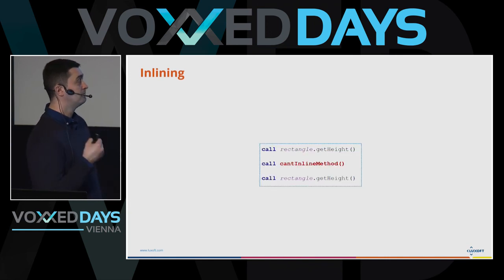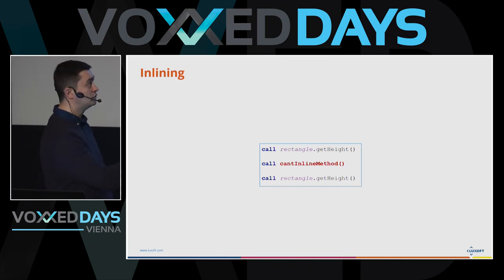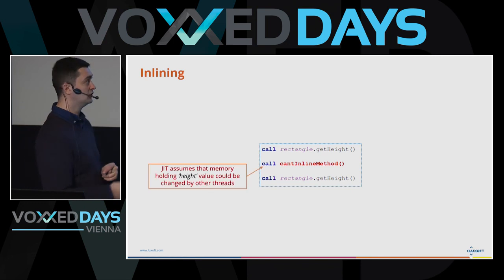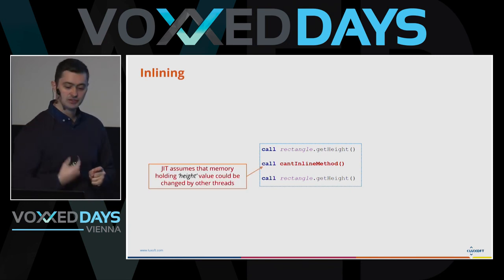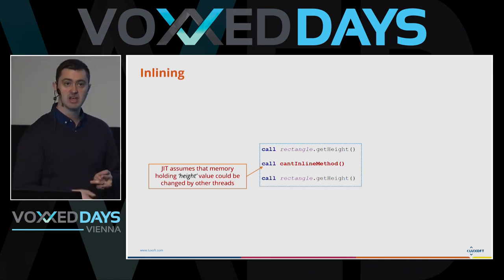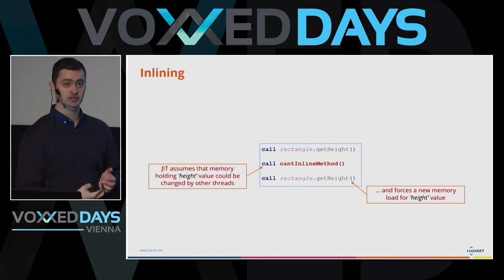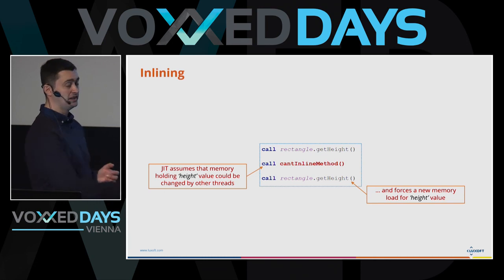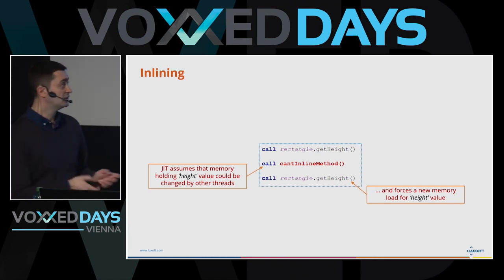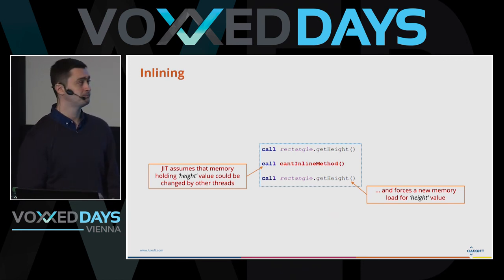out of the main memory. Why is that? Putting it into a bit of generic context, if we have two memory retrievals, but in between we have a method that the just-in-time compiler can't inline, the compiler assumes that there might be other threads that change the memory. So it explicitly forces a new reload from the main memory of this height value. That's why we have two calls for the height and two calls for the width.